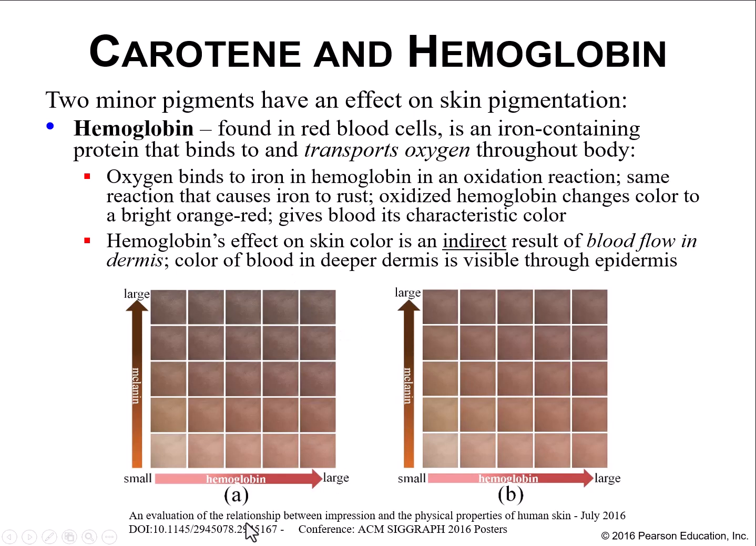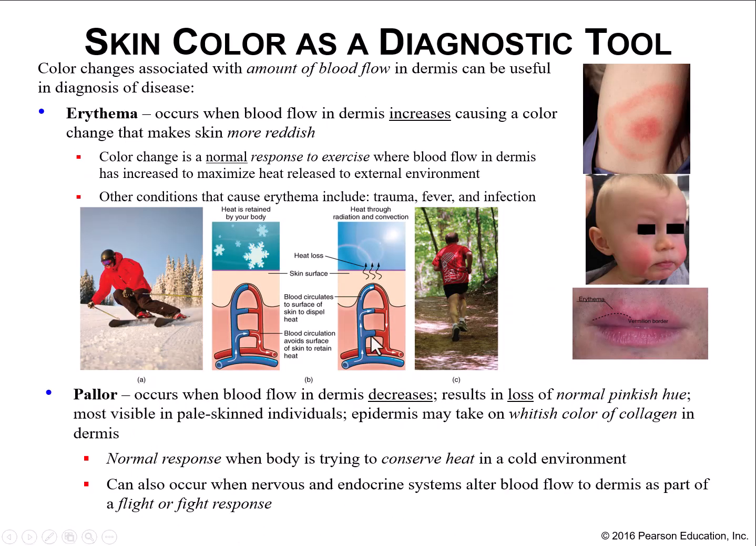This is a publication about the relationship between physical properties of skin, showing the coloration as hemoglobin increases and as melanin increases. A is a younger individual, B is an older individual. And so you can see how both hemoglobin and melanin contribute to skin color. There are three ways in which you can use hemoglobin in skin color as a diagnostic tissue.